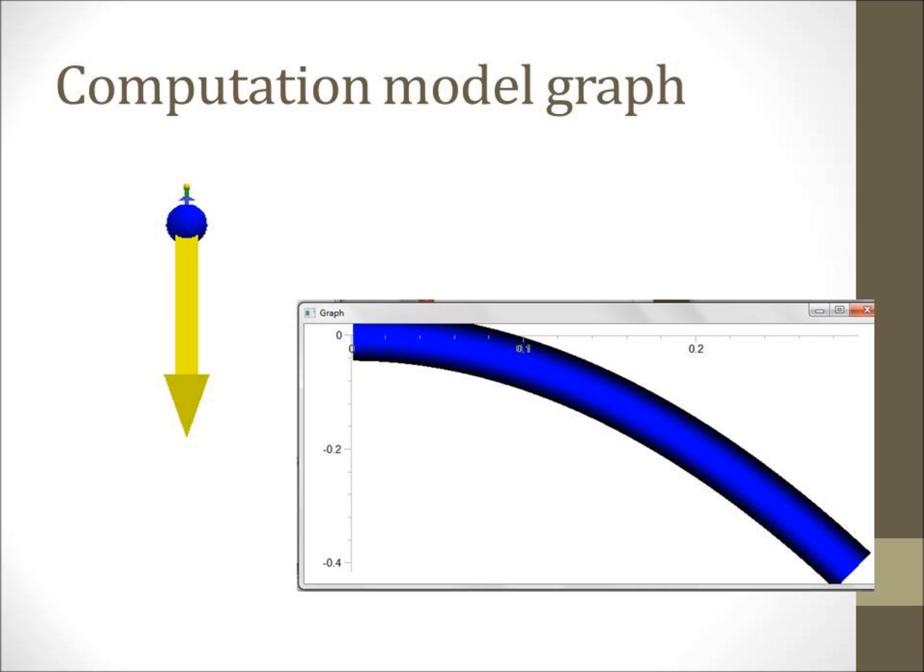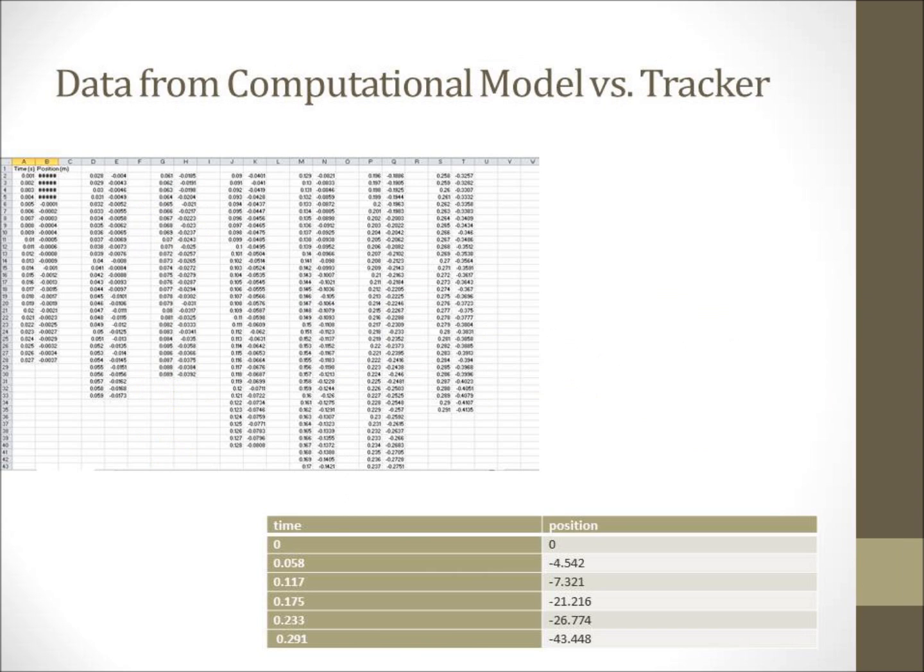The two arrows on the ball represent the forces acting on the orange. The yellow arrow represents the force of gravity, while the blue arrow represents the force of drag. Here is the data from my computational model versus my model from Tracker on Excel.